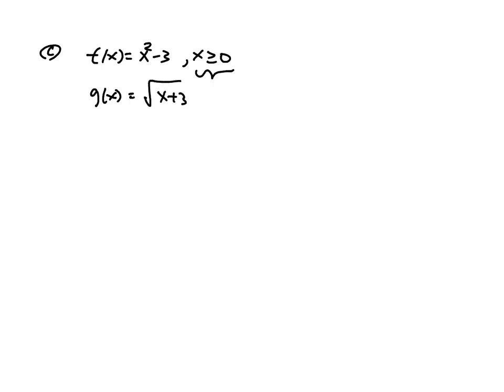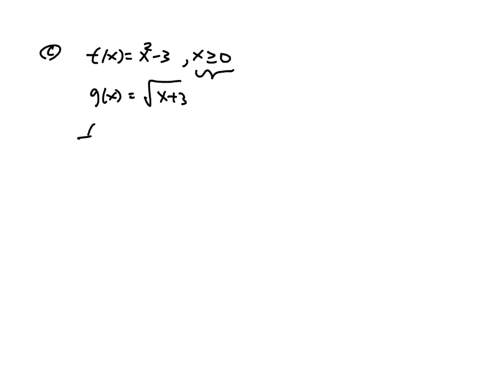Part C. F of x is x squared minus 3, x is greater than or equal to 0. Notice this time they restricted the domain. Right? So they make sure the graph is 1 to 1. G of x is square root of x plus 3.